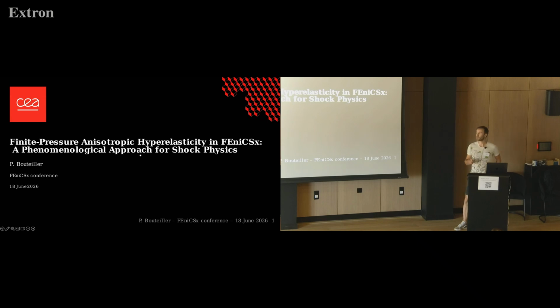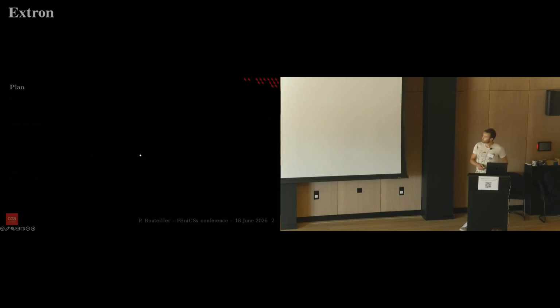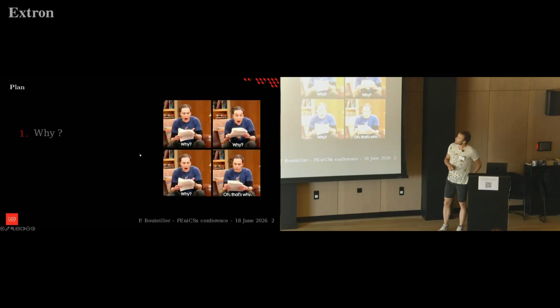Yeah, I won't present you any fancy finite element model, but today I will rather show you how I use FEniCS to implement a finite pressure anisotropic hyperelasticity model. The plan is pretty simple. The first question is why? Why do we need a dedicated model for shock physics applications? The second question is how did we build a special model for this application? And so what? Did we find anything good or not?